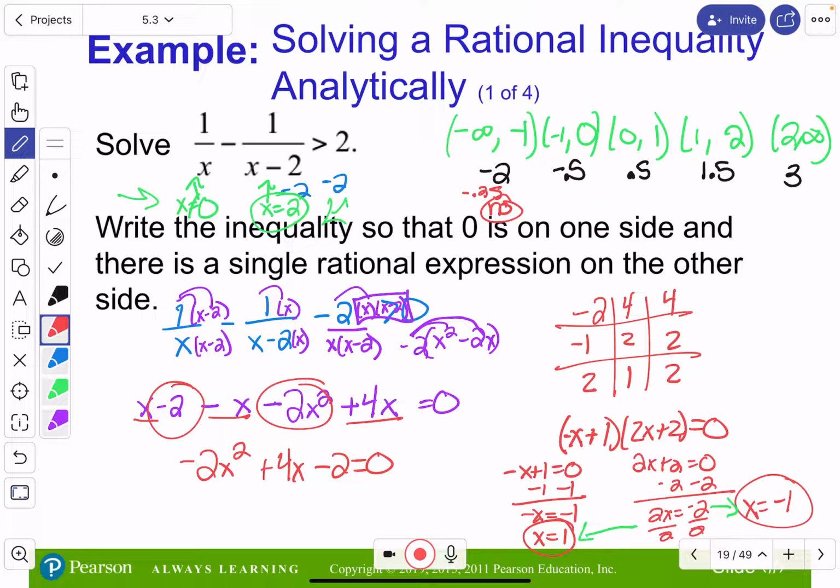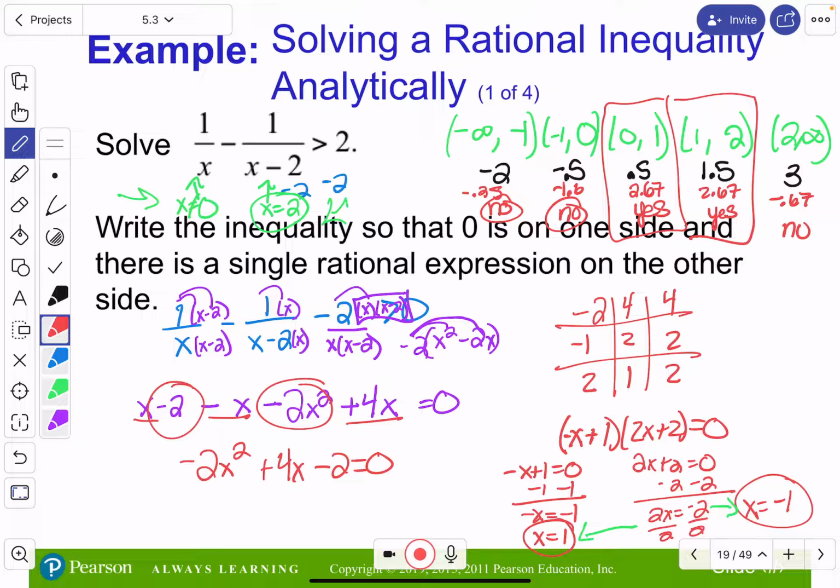Test negative 0.5. I get negative 1.6. That is also not greater than 2. If I test 0.5, I get 2.67. That is greater. So we know that's part of our answer. Test 1.5, and I'm just testing them by plugging it in that original equation. So 2.67. So that's true. Then I'm going to test 3, and I get negative 0.67, so that is not true.